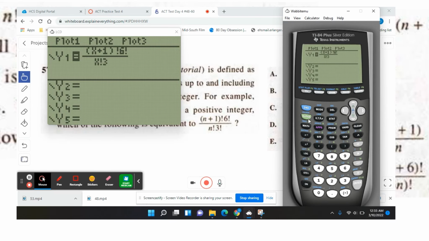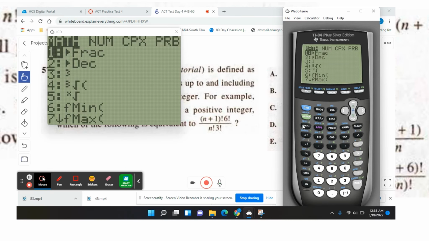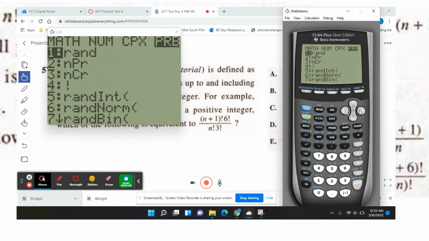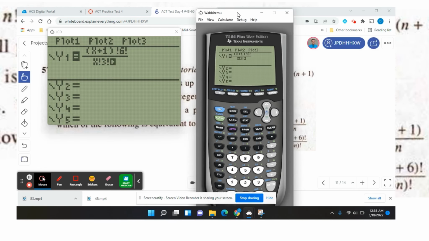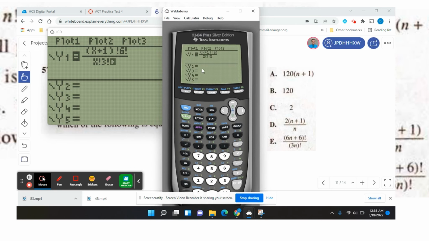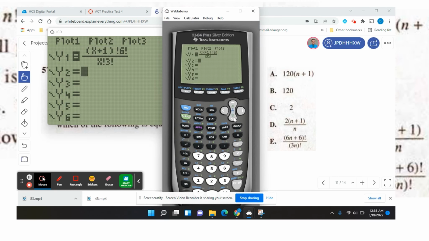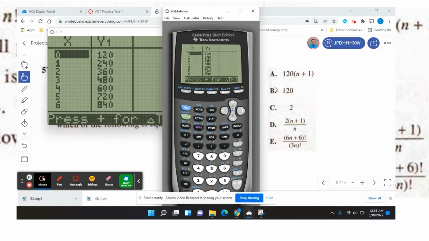3 factorial. And what a factorial is, it's multiplication of the descending numbers. So 3 factorial is 3 times 2 times 1. So we type all of this in, and this is what our equation is. And I'm going to see which one of these multiple choice answers has a matching table. I'm going to go ahead and look at the table, see if it looks linear or what it looks like. It's obviously not 120 or 2 because those are constant values. So I'm marking those off.